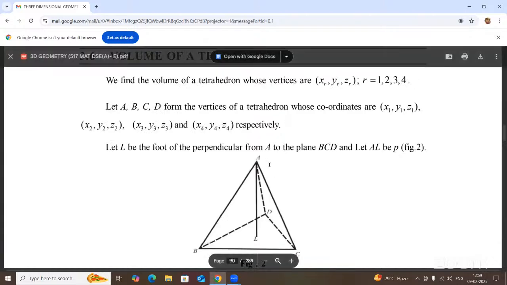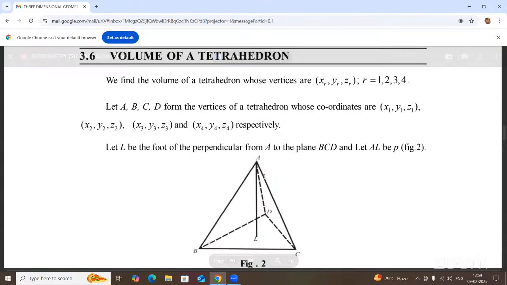There are 3 points. Here ABC be the variable plane, and AL is perpendicular to the plane BCD. So L is the foot of the perpendicular from A to the plane BCD. This is the BCD part. AL is perpendicular to BCD, so the length of AL is small p.